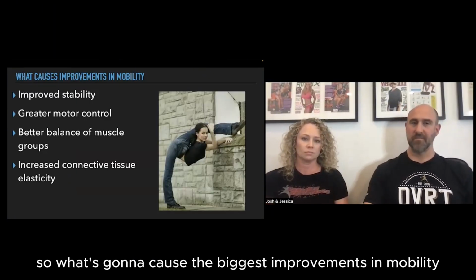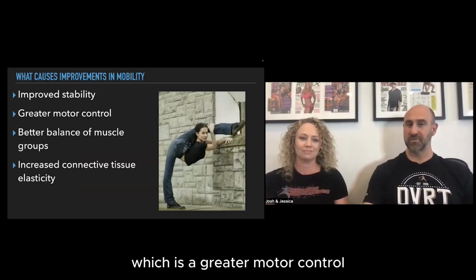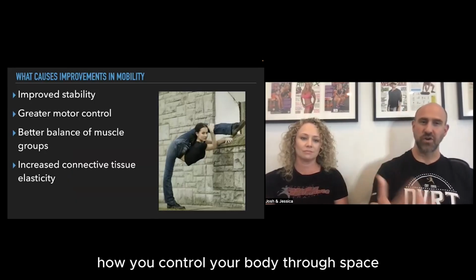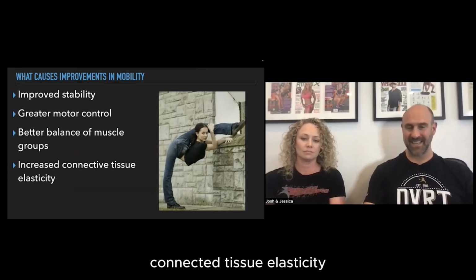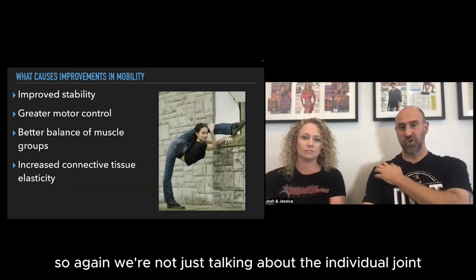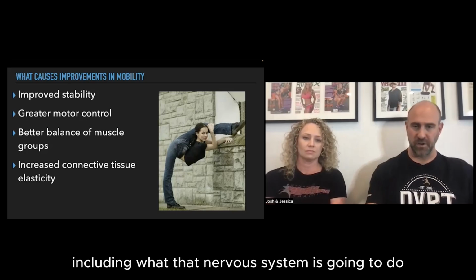So what's going to cause the biggest improvements in mobility? I think hopefully we got through it. Improved stability, which is greater motor control, how you control your body through space, better balance of the muscle groups and the kinetic chains, and increased connective tissue elasticity. So again, we're not just talking about the individual joint, but all the systems that integrate, including what the nervous system is going to do.